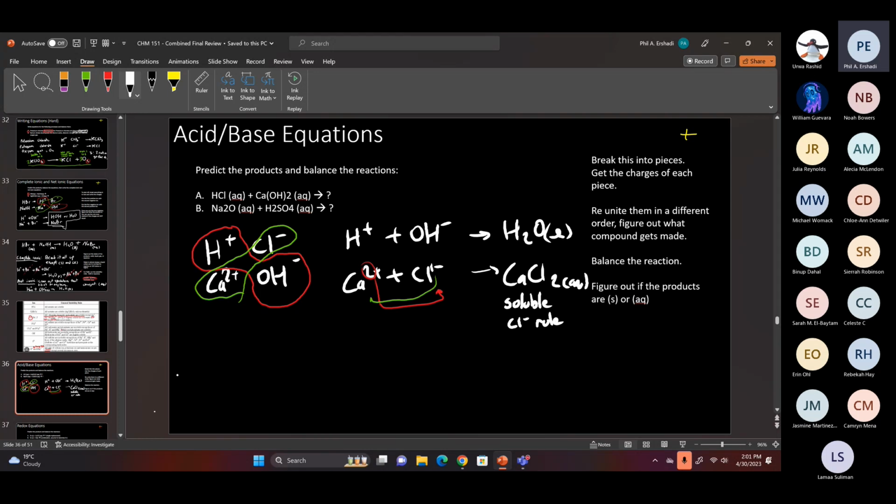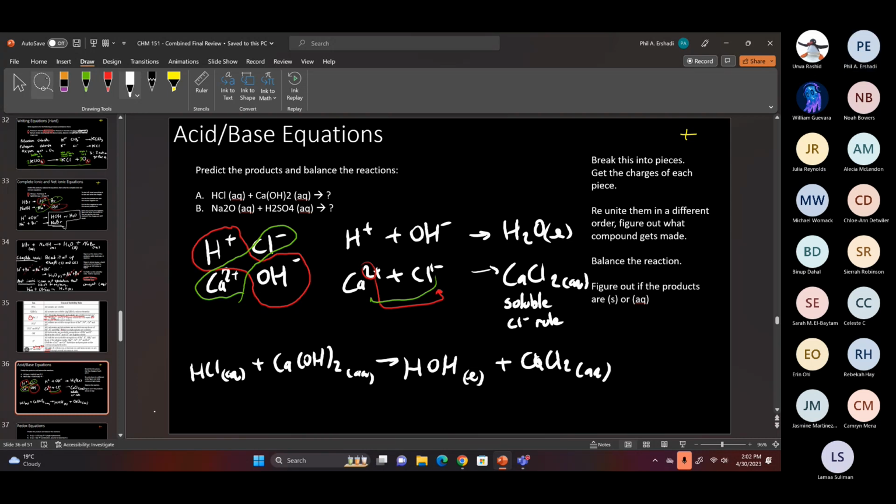So now our reactants are going to be HCl, AQ, CaOH2, AQ, yields HOH or water, liquid, and CaCl2, AQ. Now, is this balanced? If it's not balanced, what do I need to change? Let's think about this. What do I have that's out of balance here?